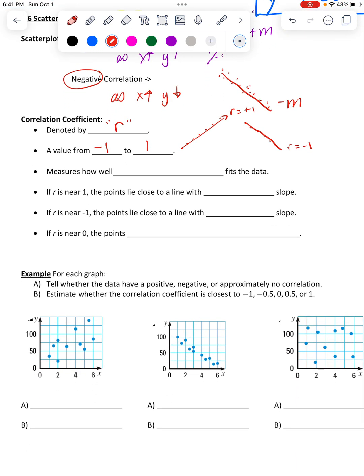So R measures how well the line that you find, like the line of best fit, how close does that line actually fit the data? Is all the data close to it, or is it kind of spread out?